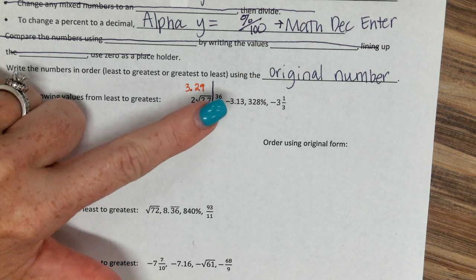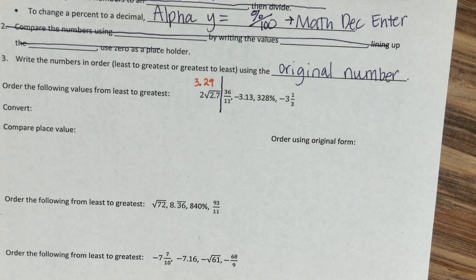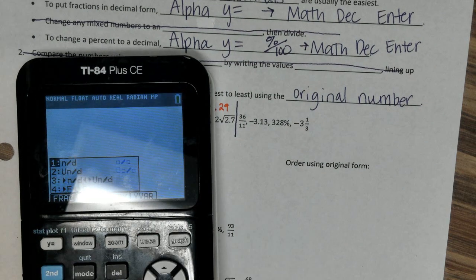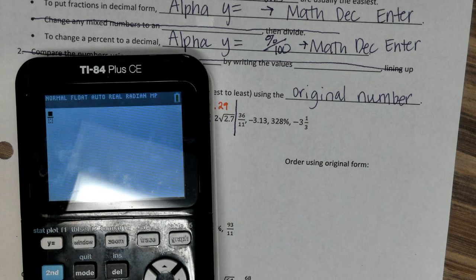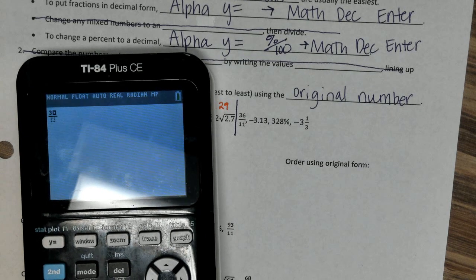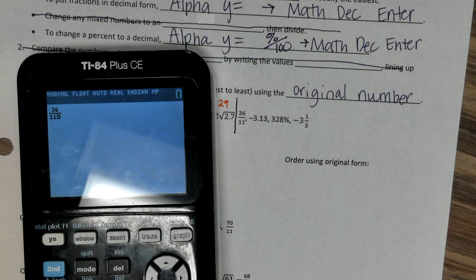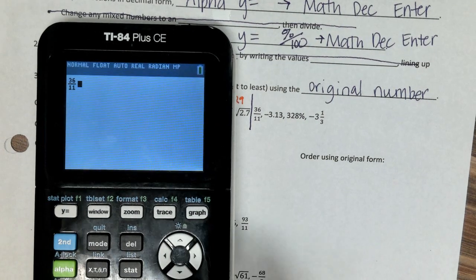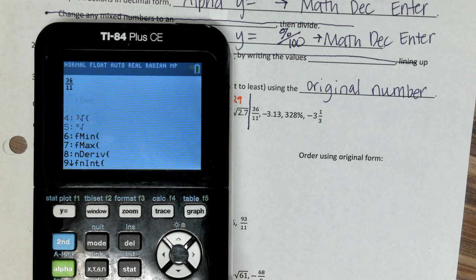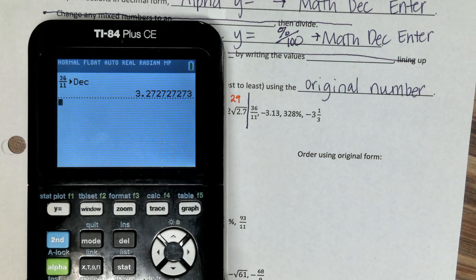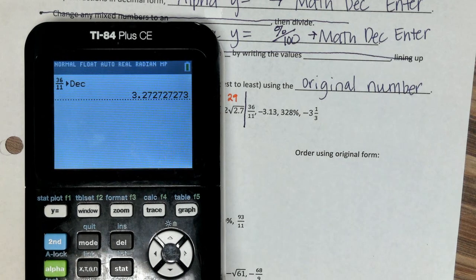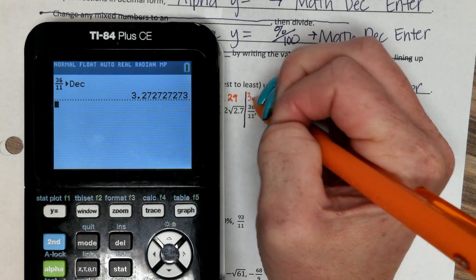Now we're going to change the next number to a decimal and make it look like money. All right, so alpha y equals 36/11. I don't see everybody doing it with me. Arrow out, math, decimal, enter. I got to make it look like money though. Do y'all agree? What do I write? Perfect. $3.27.